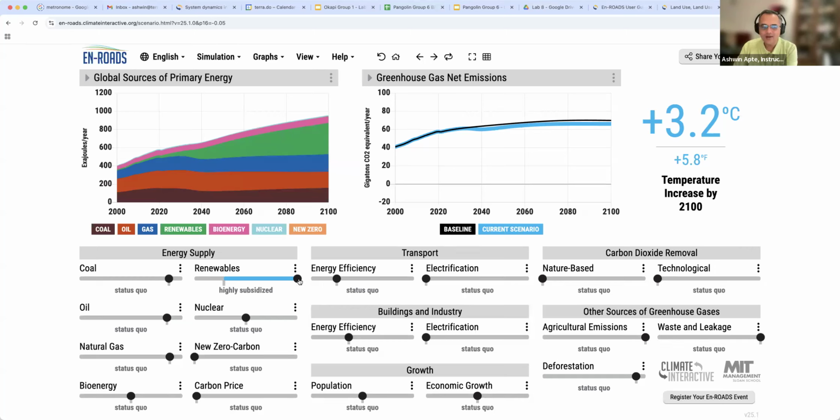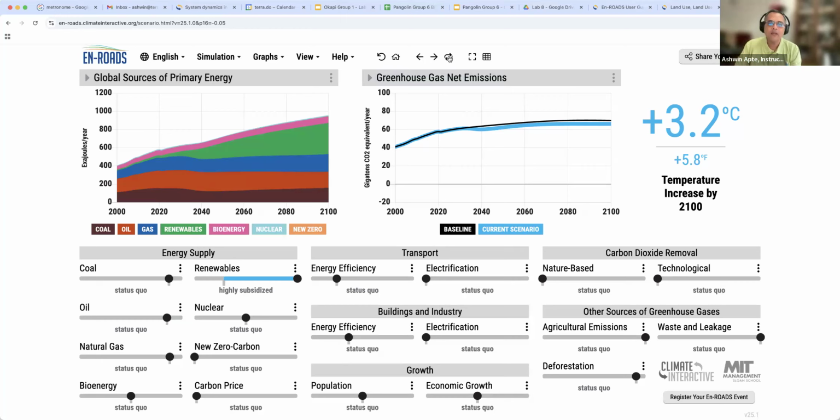0.1. Now, for a lot of people, that's like, oh, just 0.1. I was so optimistic about this particular solution, and it doesn't look like it's very impactful. So let's look a little bit under the hood and try to understand why this is happening. Why does pulling renewables all the way to the right, which means we are highly subsidizing it, not result in a drastic decrease in warming?